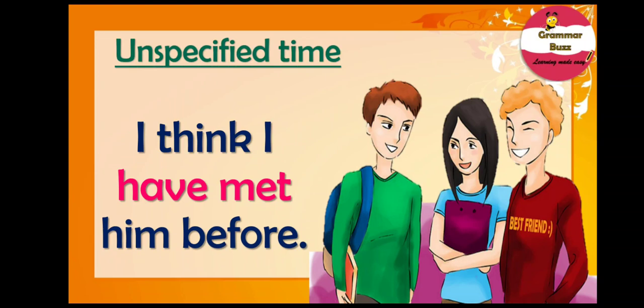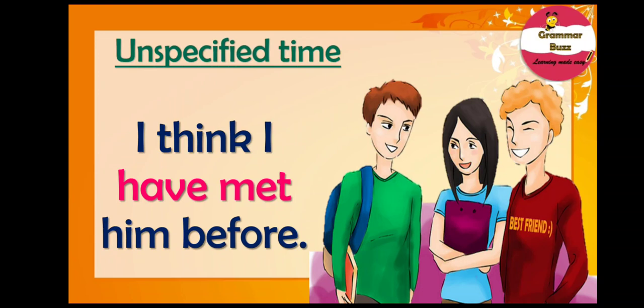In this sentence, "I think I have met him before," the specific time is not mentioned. The time of the action is immaterial and not important. So the time when this action "have met" happened is not important. So remember, in present perfect tense, the time of the action is unimportant. It is the action which matters. Remember, we cannot use the present perfect with specific time expressions.